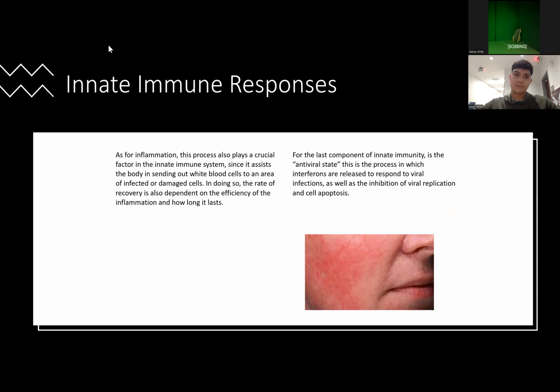So these are the innate immune responses. Inflammation is a process that plays a crucial role in this system since it assists the body in sending white blood cells to an area of infected or damaged cells. In doing so, the rate of recovery is also dependent on the efficiency of the inflammation and how long it lasts. And the second response of the innate immunity is the antiviral state, a process where interferons are released to respond to viral infections, as well as to inhibit viral replication and cause cell apoptosis.